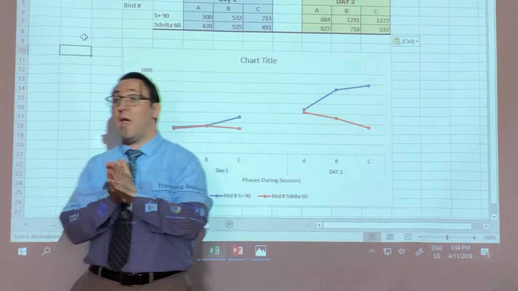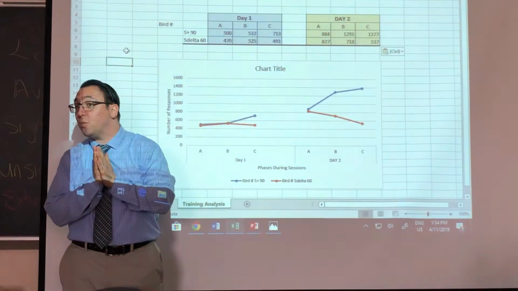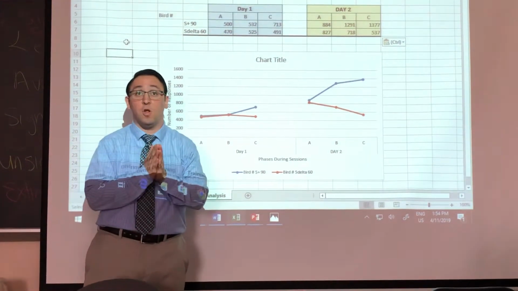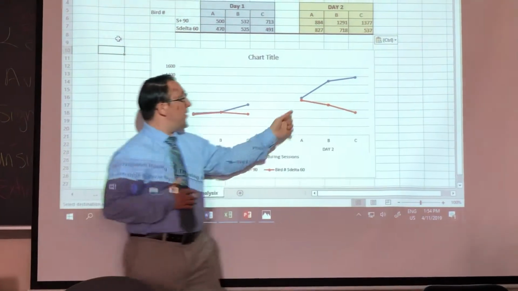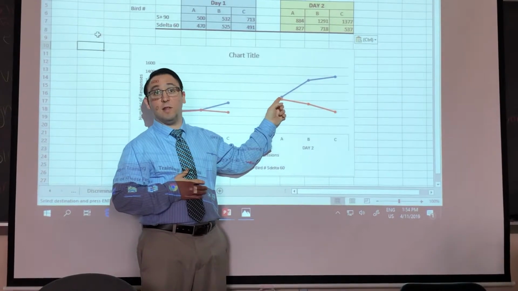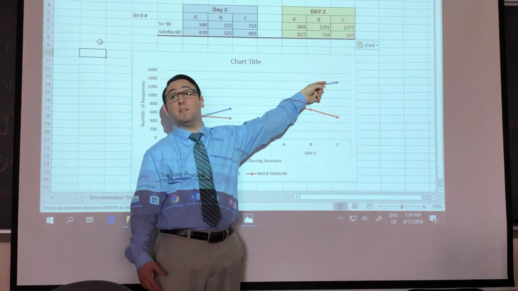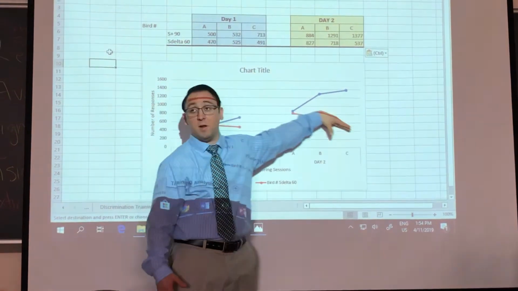This shows a discrimination. A discrimination is when we respond to 2 or more stimuli in a different fashion, or respond to 2 or more stimuli differently. I'm responding to the stimuli that results in the availability of reinforcement by increasing my responses. I'm responding to the stimuli that does not result in the availability of reinforcement by not responding as much.